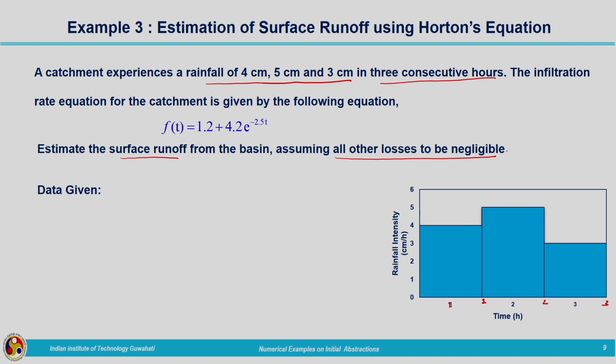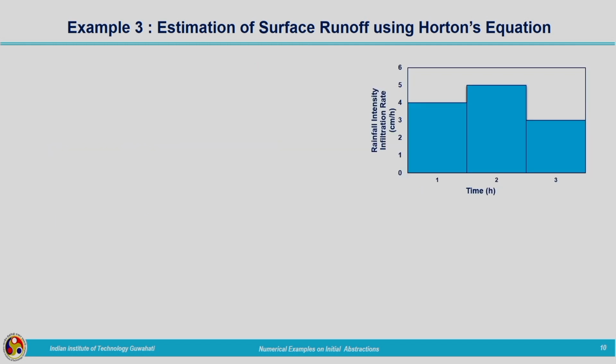So, with that interval, how much rainfall occurred is what is shown over here. This is our rainfall hydrograph. Total rainfall you can calculate: 4 centimeters, 5 centimeters and 3 centimeters. So, this is coming out to be 12 centimeters.